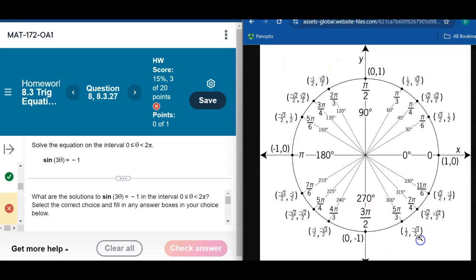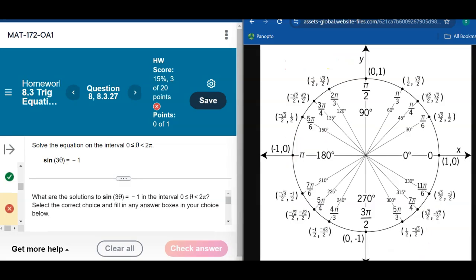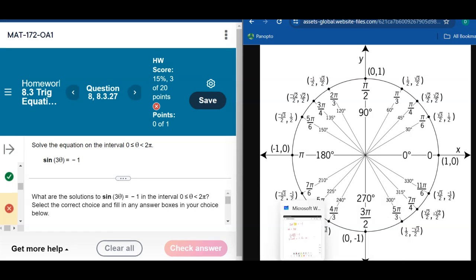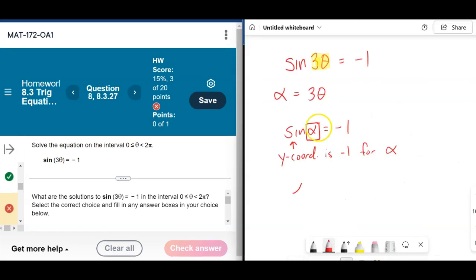So I'm going to look on the unit circle, and I'm trying to find where the y coordinate is -1. So there it is. It happens right here at 3 pi over 2. So that's not our solution, that's what alpha is. Alpha is 3 pi over 2. That's an angle that works. But it would also work if I added 2 pi to that as many times as I want to. So 2 pi times k, where k is some whole number.